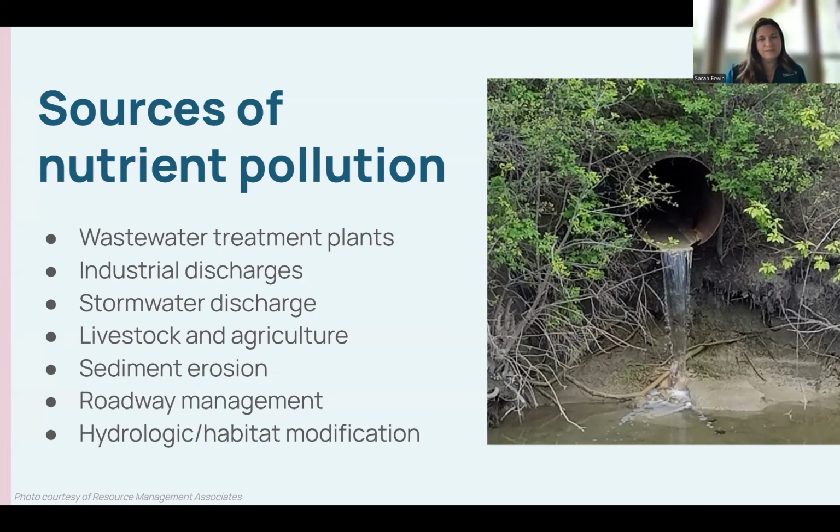sediment erosion from our streams. There's natural levels of nutrients in the sediments. How we manage our roadways, or hydrologic and habitat modifications that are made. These can all contribute nutrients to our streams and lakes.